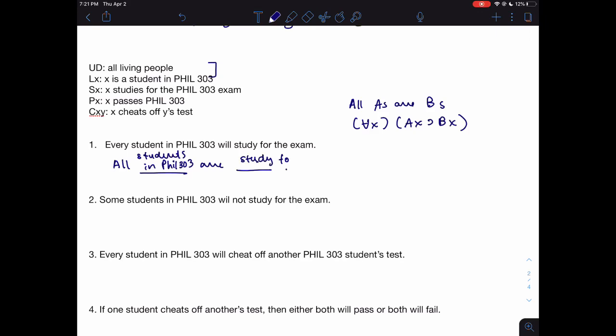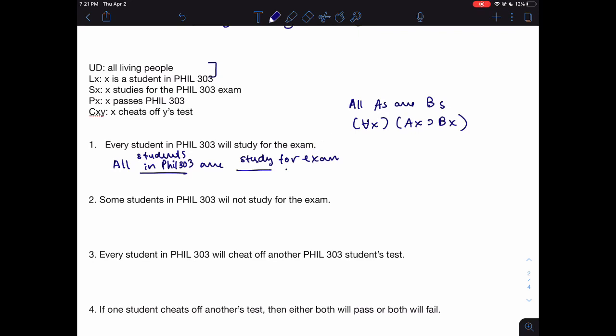Study for exam. So earlier I said that sometimes when you use this method, you're not going to end up with a grammatical sentence. And this is exactly what I mean. All students in Phil 303 are study for the exam is not a grammatical sentence. But you can kind of see how this is representing the same sentence as this one. Okay, and now that we have that, we can just translate this into the A-type format that Aristotle mentioned.